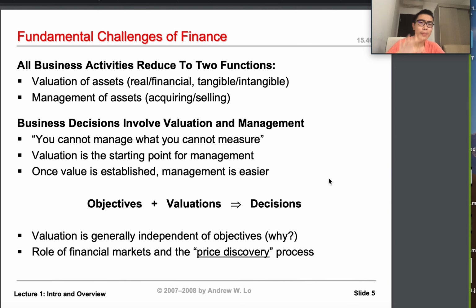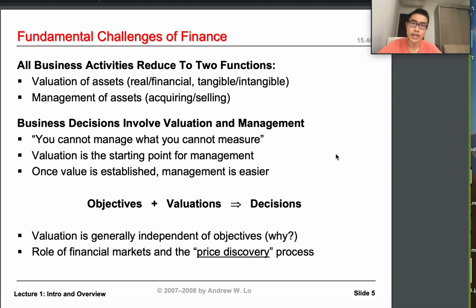Okay, so now I'm introducing you to the two fundamental challenges of finance. If you figure out both of these challenges, you're done with finance class, because then you don't have any challenges. But these are lifelong challenges that are fairly difficult, and sometimes you have to take a little bit of risk or a lot of risk. So the two fundamental challenges of finance are valuation of assets and management of assets.